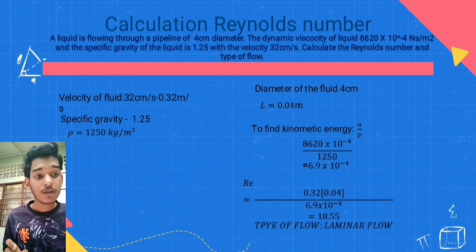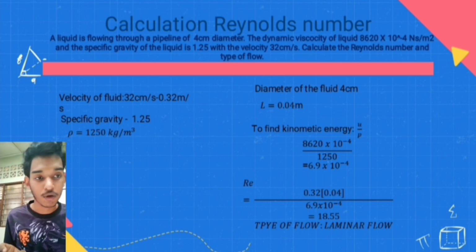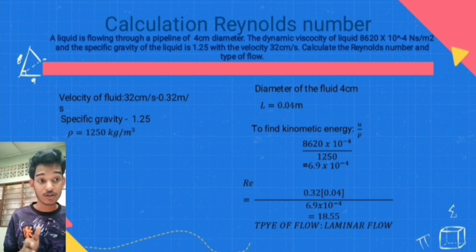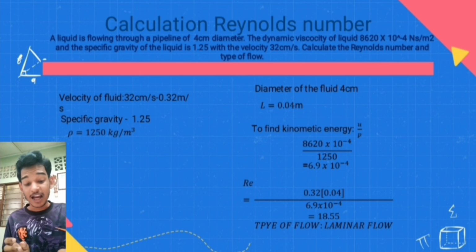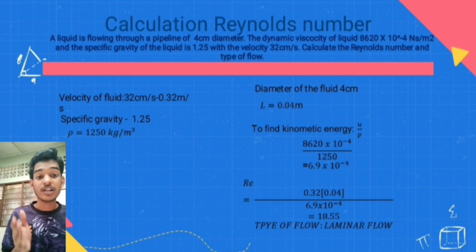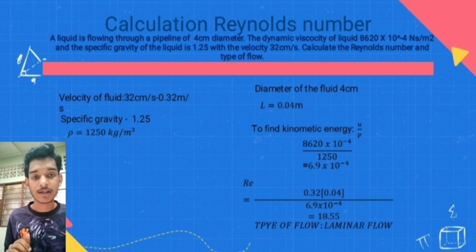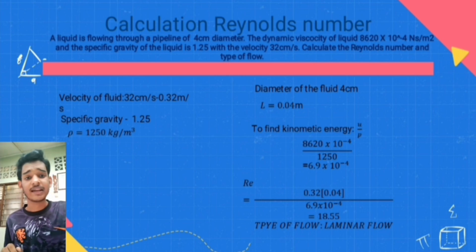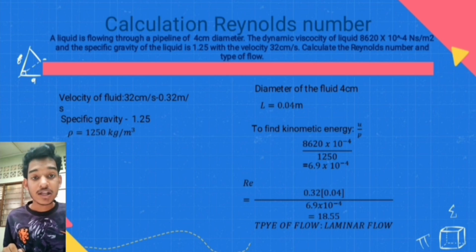So the diameter of the pipe is 4 centimeter. To change to meter is 0.04 meter. To find the kinematic viscosity is dynamic viscosity divided by density. So dynamic viscosity is already given, 8620 times 10 to the negative 4, and divided by density 1250. We can get easily the kinematic viscosity.